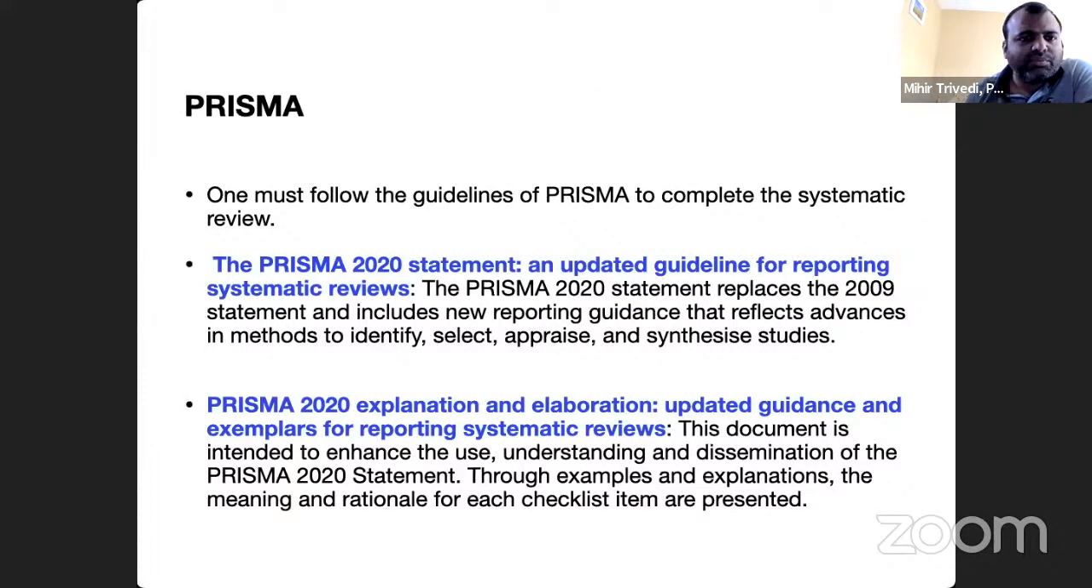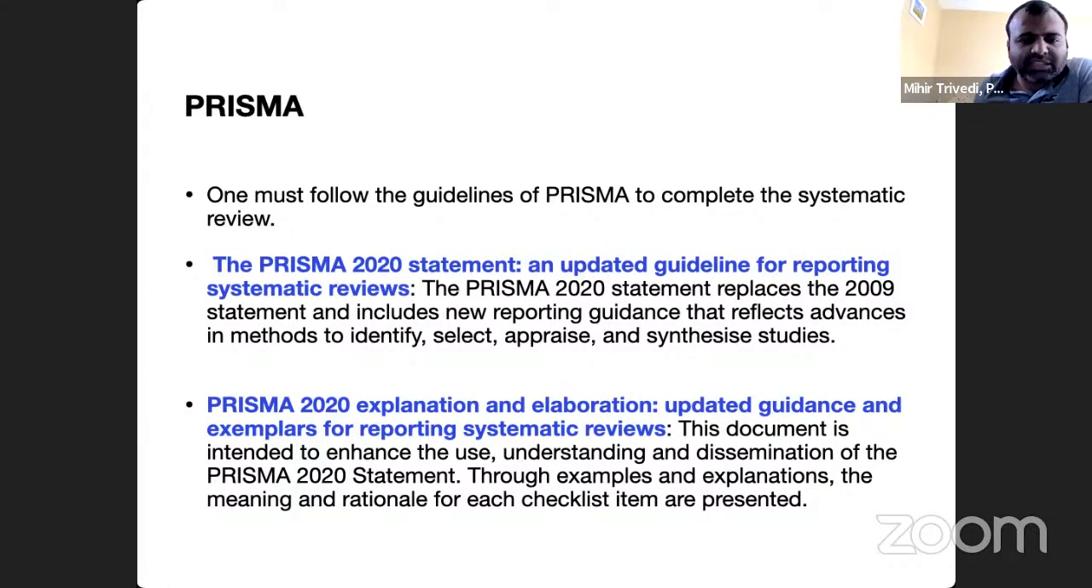We just mentioned PRISMA. One must follow the guidelines of PRISMA to complete the systematic review. PRISMA 2020 statement, an updated guideline for reporting systematic reviews. The PRISMA 2020 statement replaces the old 2009 statement and includes new reporting guidance that reflects advances in methods to identify, select, appraise, and synthesize studies.